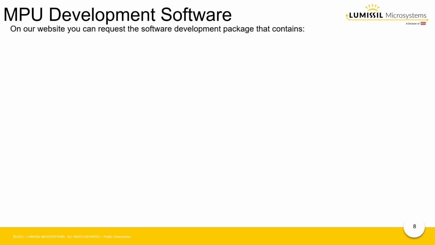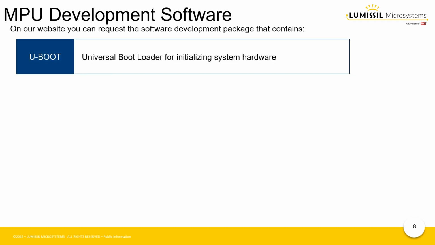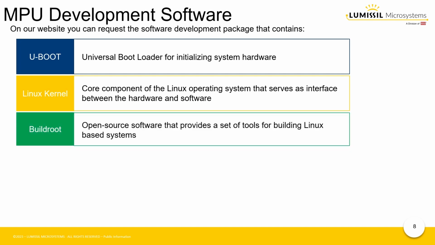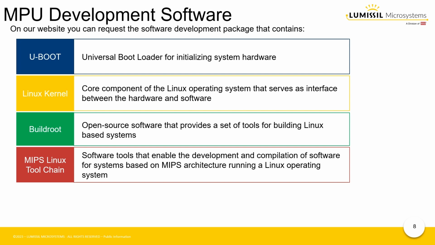Our MPU development kits also come with development software and documentation to get you up and running fast. You can download these from our website. In the package, you'll find that it has a universal bootloader for initializing the system hardware, has a Linux kernel. This is the core component of the Linux operating system that serves as the interface between the hardware and the software. Contains buildroot. This is open source software that provides a set of tools for building Linux-based systems.